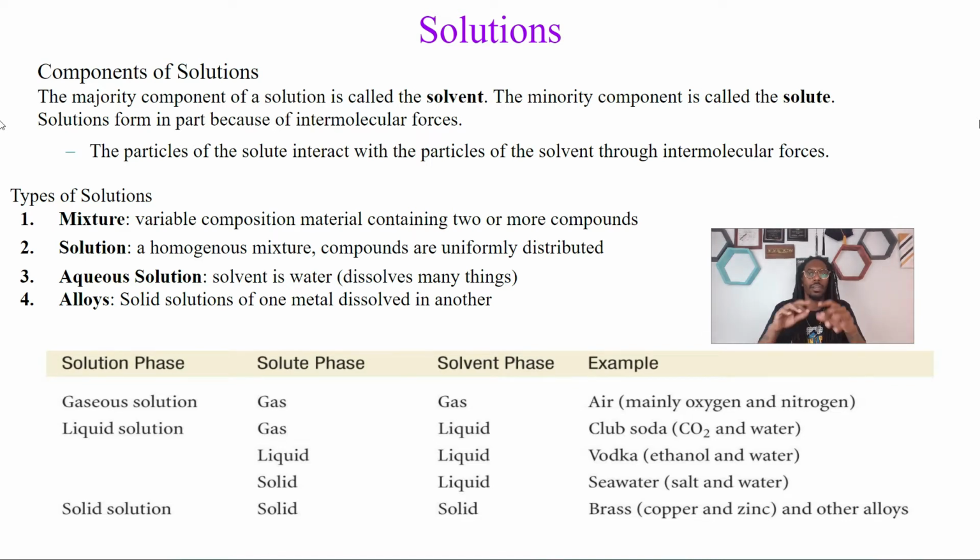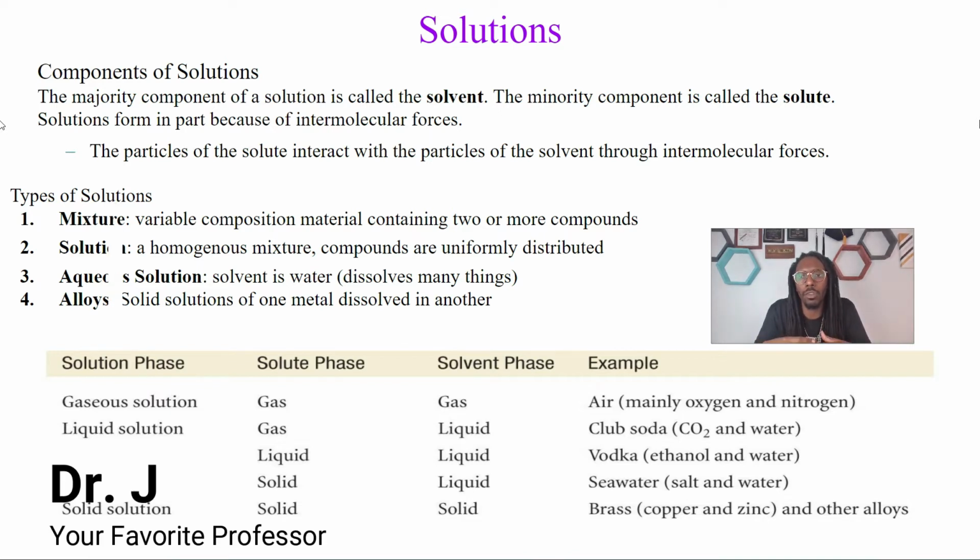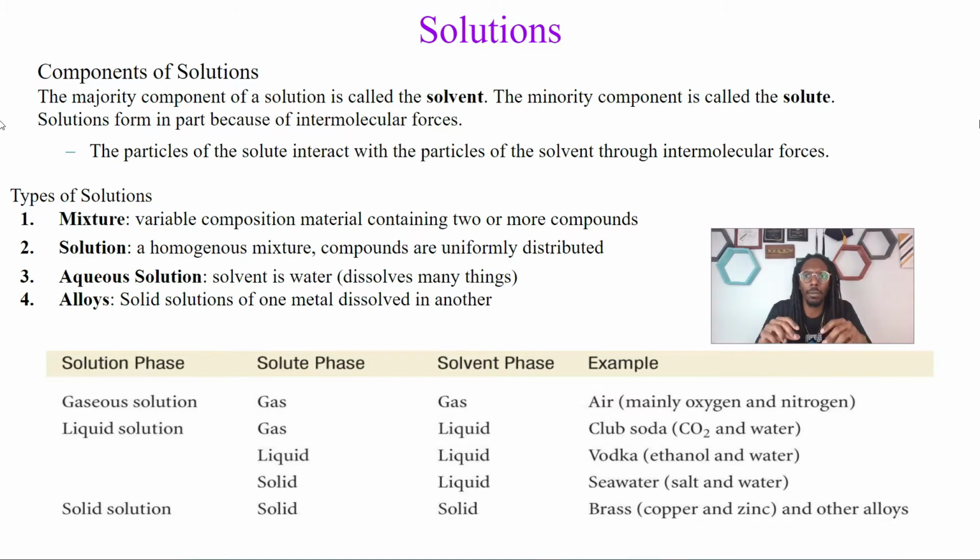So a solution has two components. You've got a solvent and you've got a solute. The solvent is basically the majority of it, but it's also doing the dissolving. The solute is the minority component, so that's the thing that's getting dissolved. Those are the two components to every single solution. You're going to have some solvent and a solute.